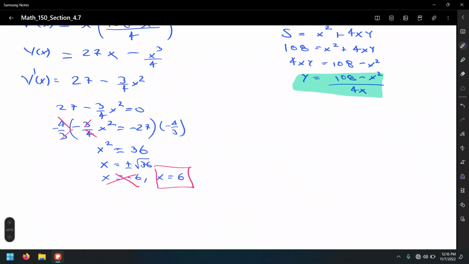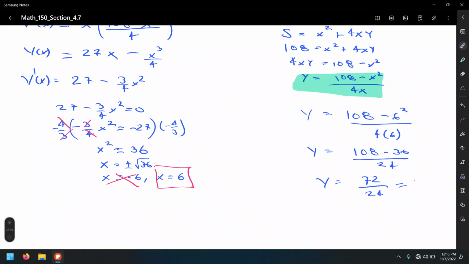So legitimately we have only one critical value. So let's go back to find y. y equals 108 minus 6 squared over 4 times 6. That is y equals 108 minus 36 over 24. Let me check my notes. So 108 minus 36 is 72. 72 over 24 equals 3.